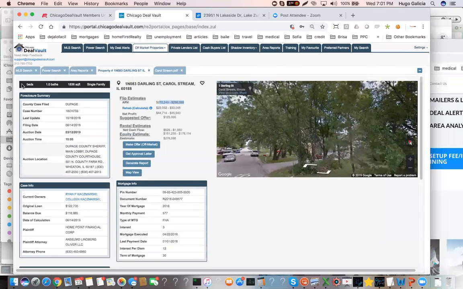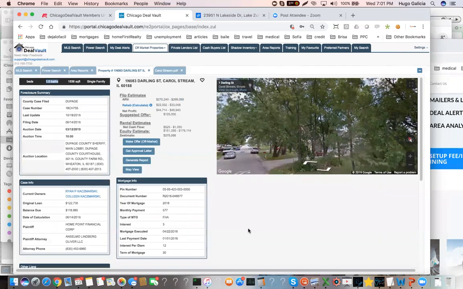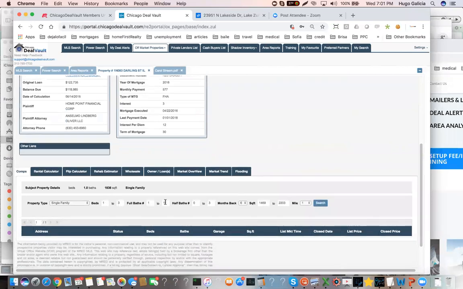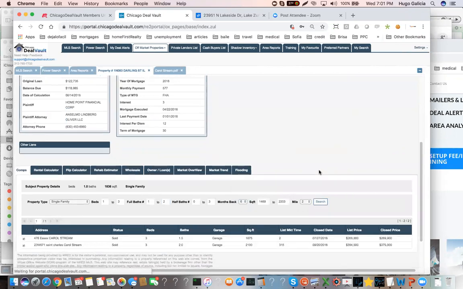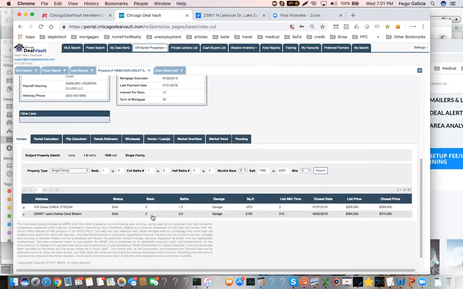We don't know how many bedrooms, 1 bath, 1836 square footage. So what we're going to do is, I want all the properties that have between 1 to 3 bedrooms and 1 to 2 bathrooms, sold within a 2-mile radius in the last 6 months. Let's see what it comes back with. Okay, we found 2 properties, 3-bedroom, 1.5 and 2 baths with a similar square footage, because the subject property has 1,800 square feet. So these comps are in the ballpark.